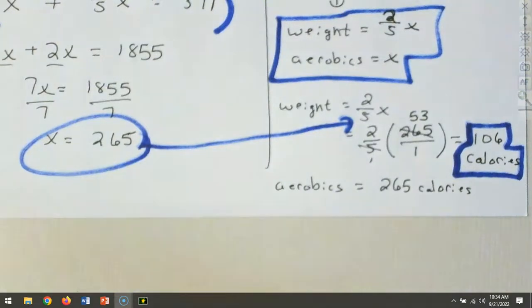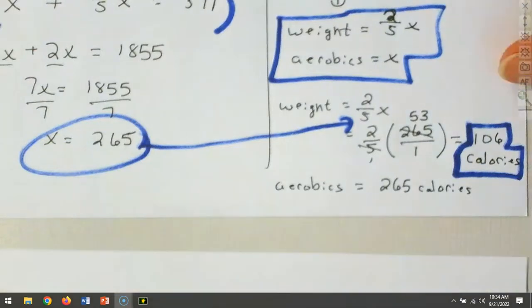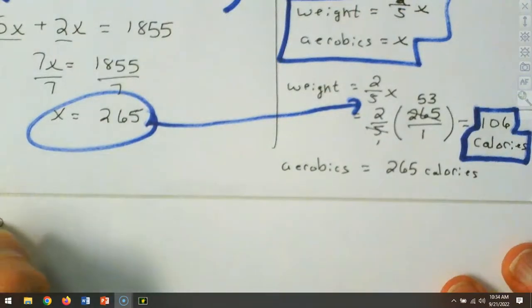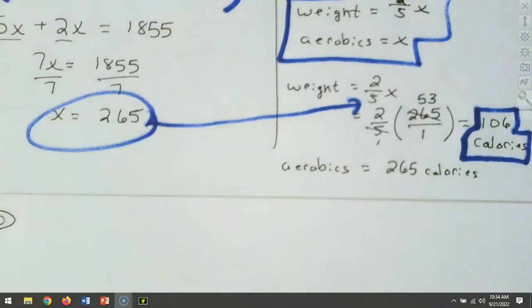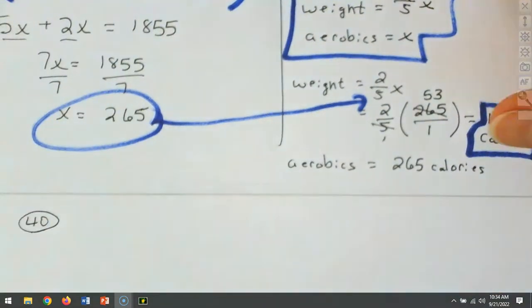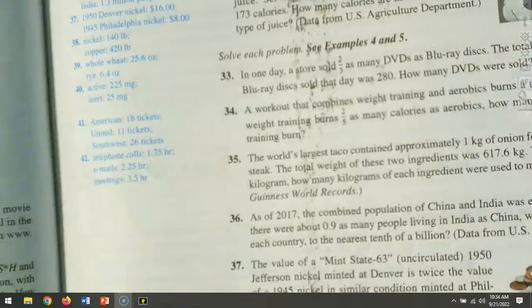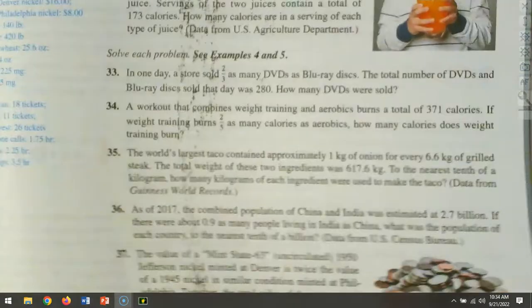Question 40. We'll do a few more, and then we'll finish up 2-5 next week. Question 40 here. This one works with a ratio. So these are going to be ratios here.